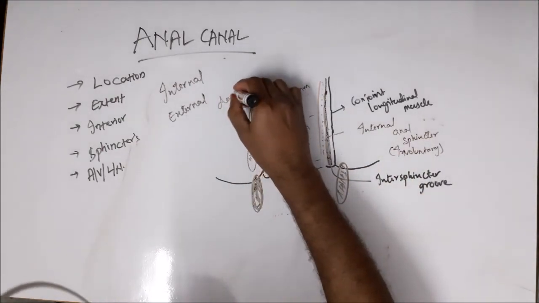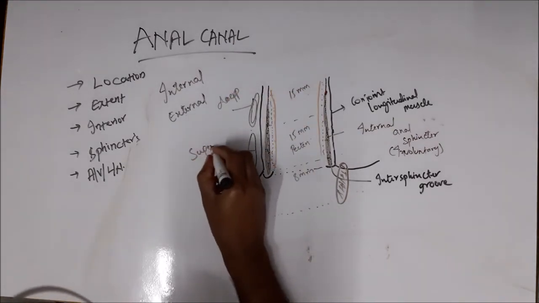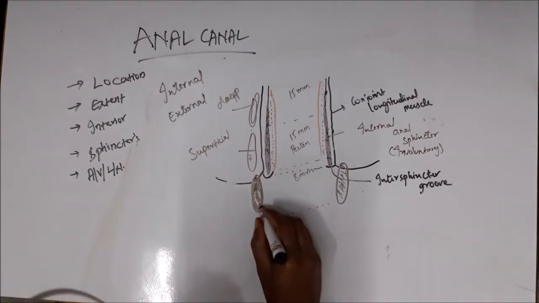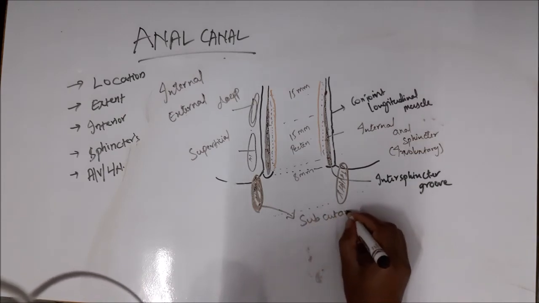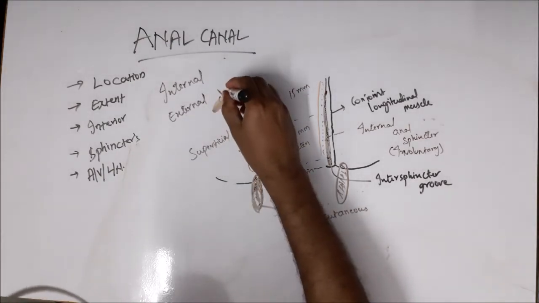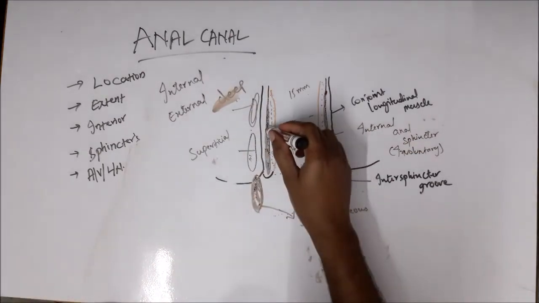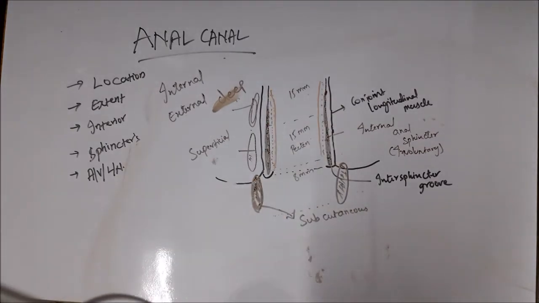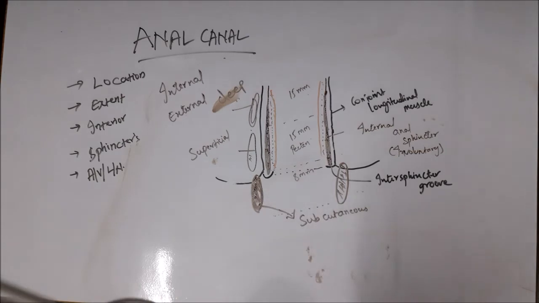This is deep, this is superficial, this is, it lies below the skin, so subcutaneous. So these are the three parts of the external anal sphincter. What are they? Deep, superficial and subcutaneous. Deep part is related with the upper part of the internal anal sphincter. Superficial is related with the lower part of the internal anal sphincter, and below the white line there is the subcutaneous part of the external anal sphincter.